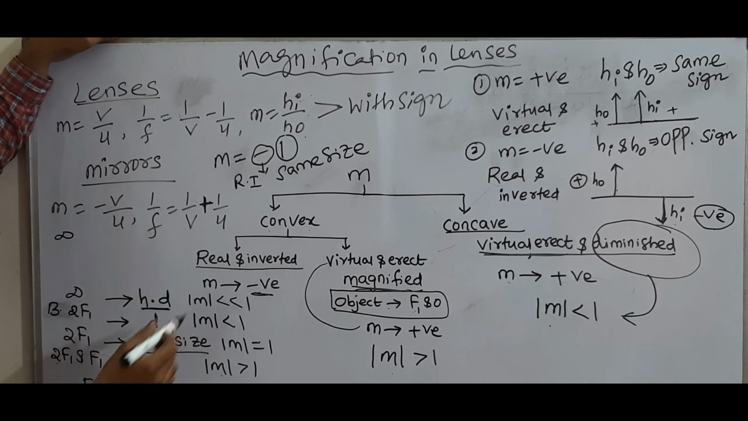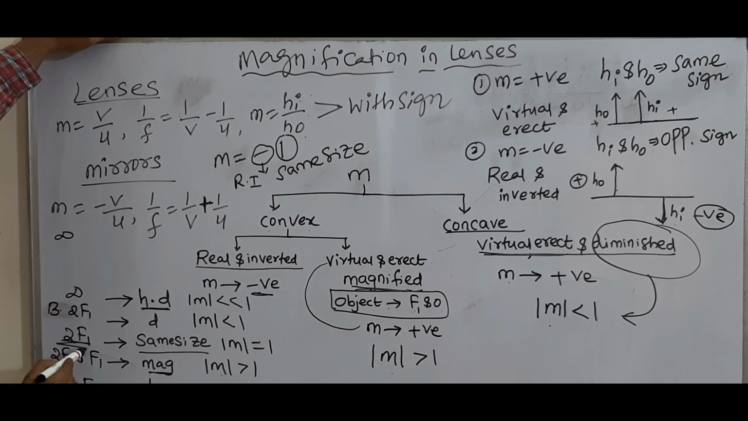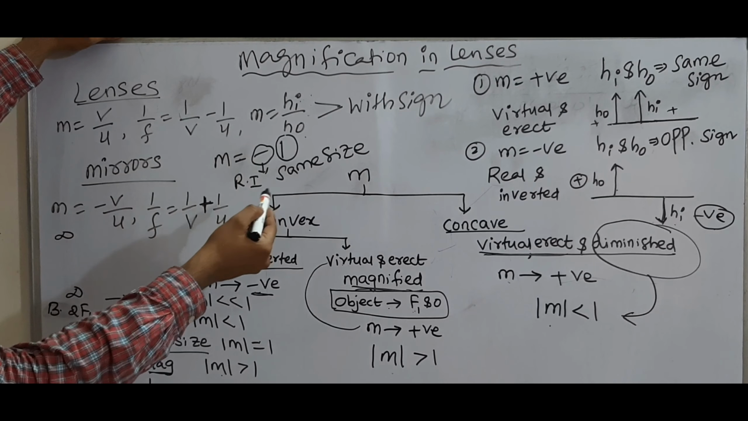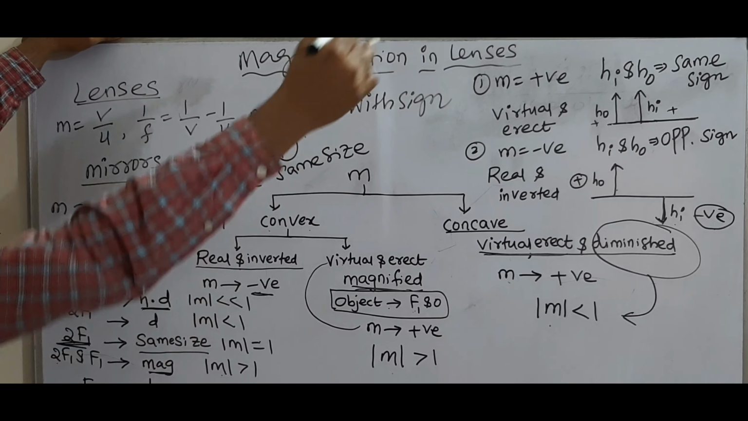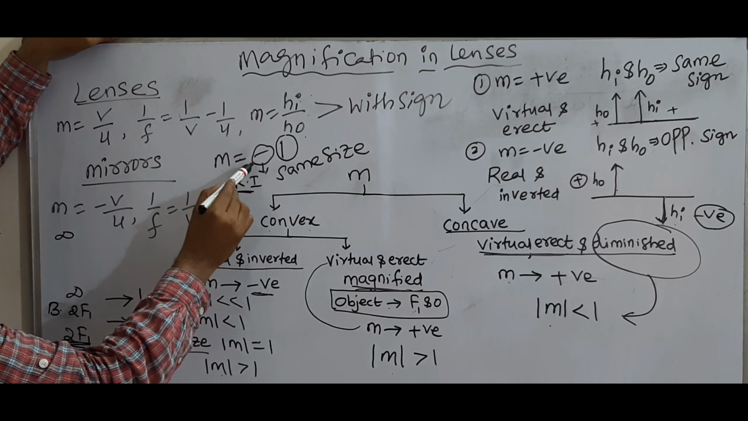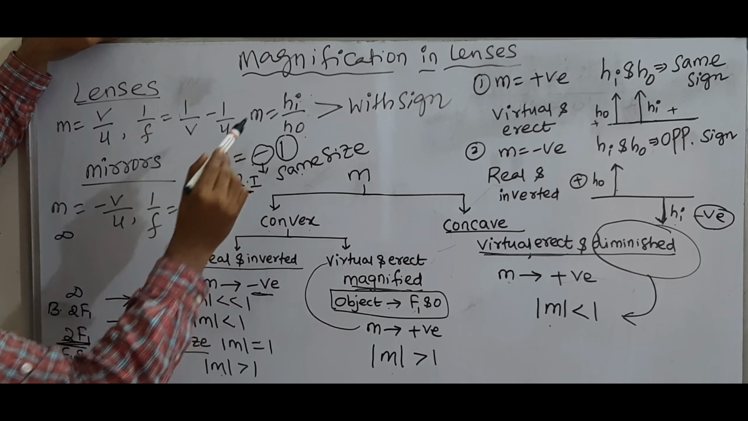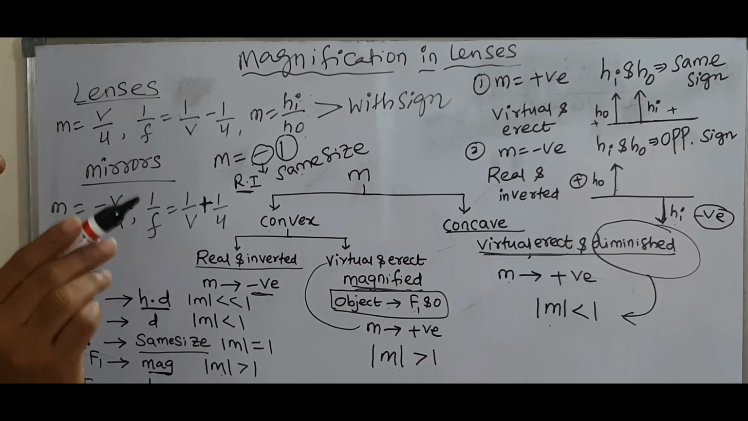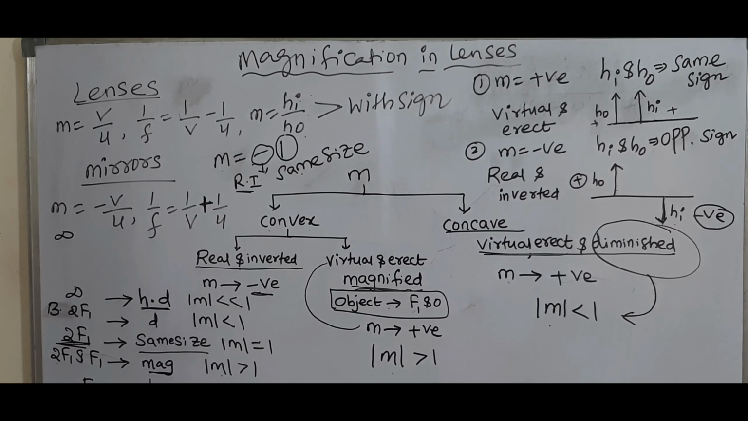Same size means where the object is placed. Object is placed at 2f1. Where the image is formed? Image also is formed at 2f2. That means by knowing magnification, we can know the type of image and size of image. That is the importance of magnification. Next, see here one more example.